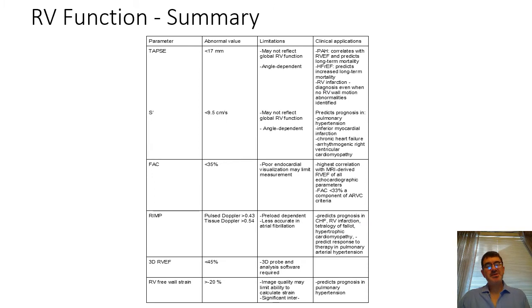Here we have a summary slide of RV systolic function, the parameters recommended by the American Society of Echocardiography. They are TAPSE with a lower reference limit of 17 millimeters. We can see the limitations and clinical applications for each one of these. S prime, or tissue Doppler tricuspid annulus, is 9.5 centimeters per second as the lower reference limit. Fractional area change 35%. The MPI or RIMP, 3D ejection fraction 45%, and RV free wall strain with a reference limit of minus 20%, which was obtained principally from one vendor.